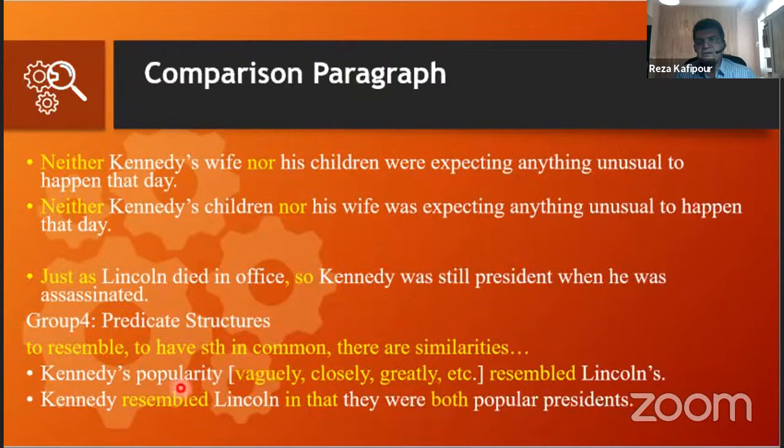In the first one, we said Kennedy is similar to Lincoln based on popularity. But someone may ask, popularity in what? So if we use in that, after in that we need a full sentence or independent clause. So we can provide more information. Popular president. We have new information here. So based on the type of sentence or the type of comparison you are going to write, you can use either one of these two structures.